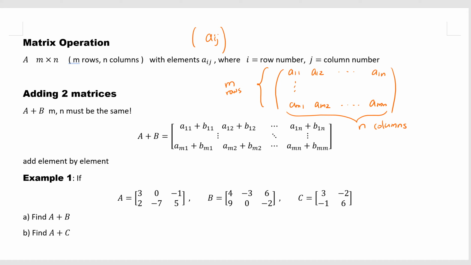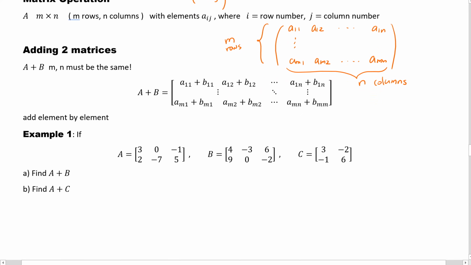Okay, so how do we add two matrices? First of all, they must be the same size. Same size means m and n must be the same. So two matrices A and B must be the same size: the same number of rows and the same number of columns. And then when we add them, we just add the corresponding entries together. Okay? So let's look at an example.